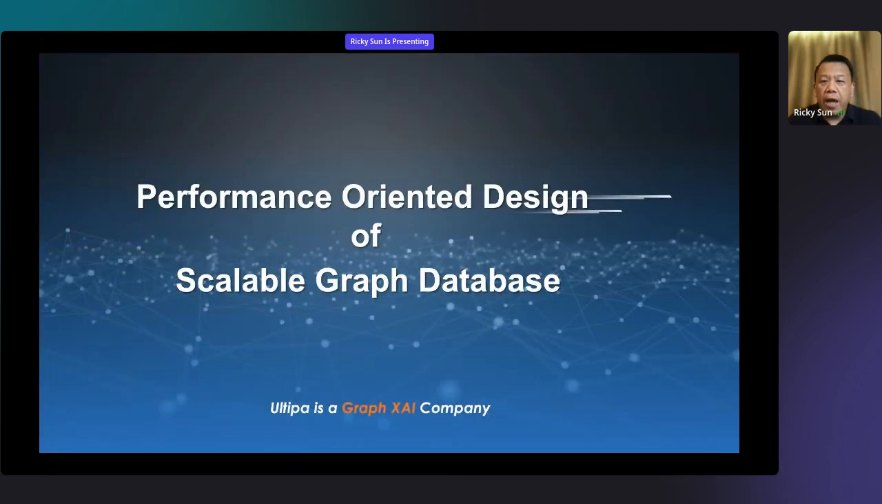So today I will be presenting performance-oriented design of scalable graph database. I understand this is a very gigantic topic, and there are just a lot of things we need to cover, and it's impossible to cover everything from all aspects in just half an hour.